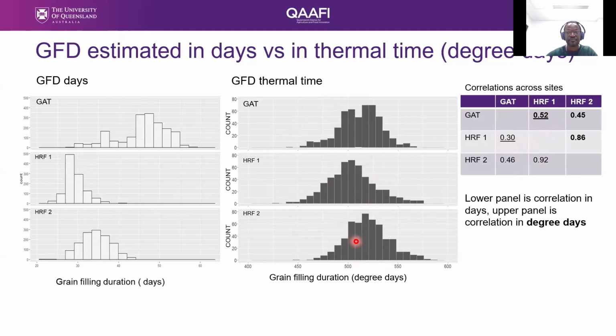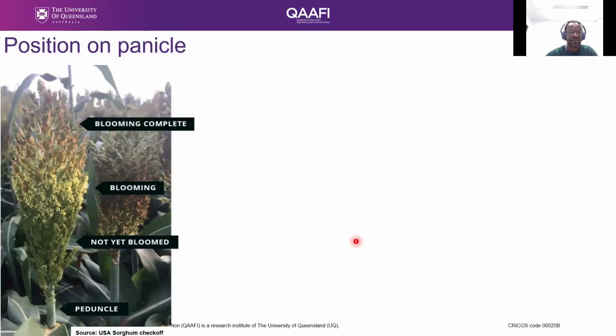filling duration. Another thing we looked at is the panicle position, and this was important because flowering in sorghum takes an average of 5 days from the tip to the base of the panicle. Here you can appreciate that in this panicle, the top part has already completed blooming. The middle part is just flowering, and the basal part has not yet started flowering. So in many of the previous studies, they estimated flowering at 50% flowering of the panicle, but grain filling duration is estimated at the base of the panicle.